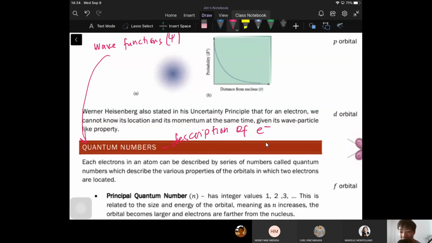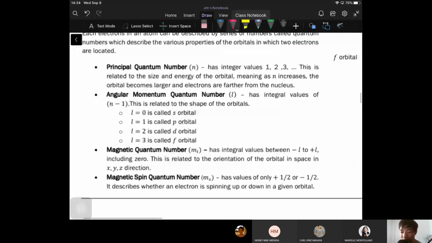It describes the electron: what its shape is, where it is, and what the orientation of the electron is, up or down. Okay, so these are our 4 numbers. Principal quantum number. This tells us the distance of the electron from the nucleus. It only has integer values of 1, 2, 3, and so on and so forth.